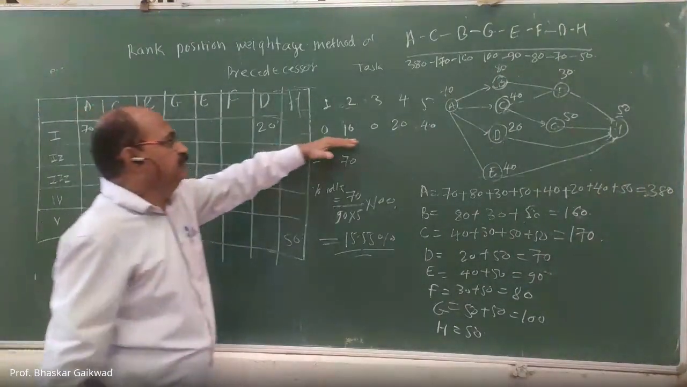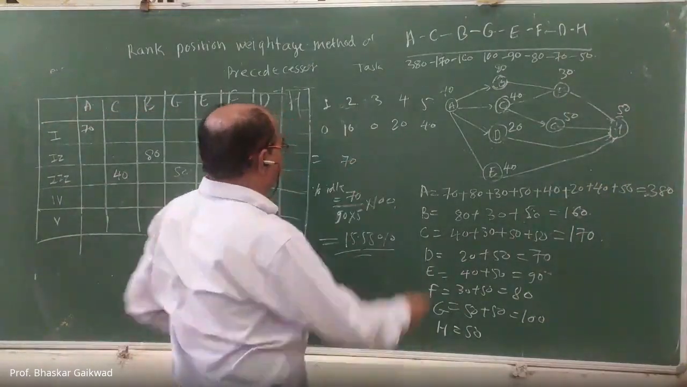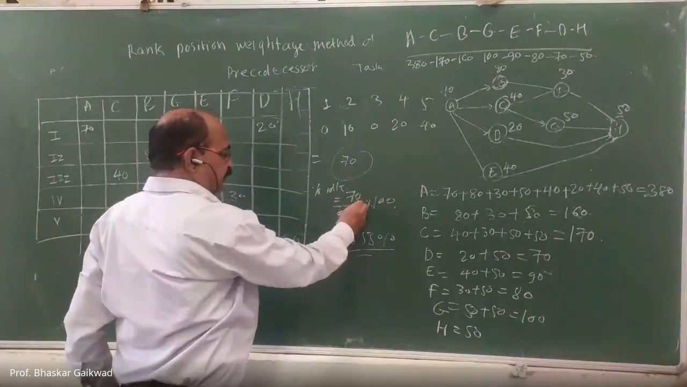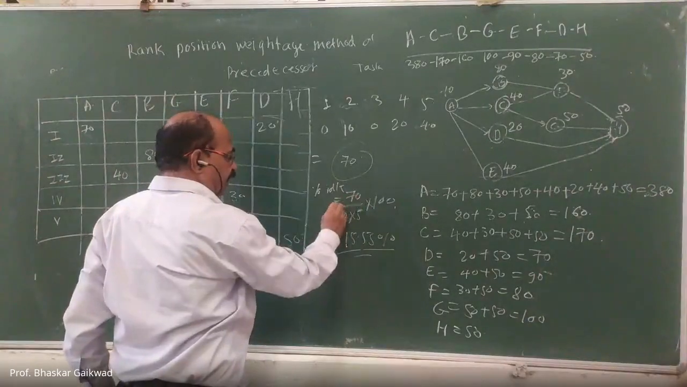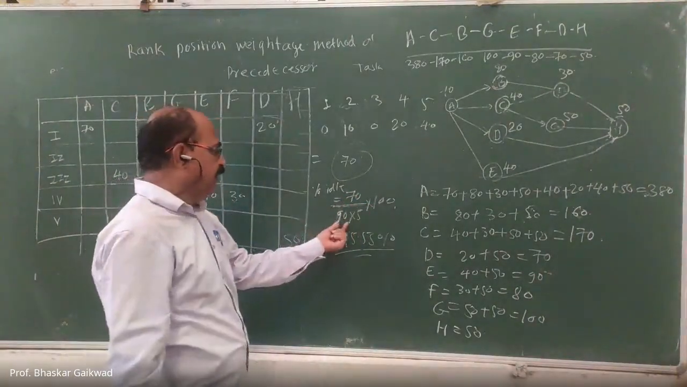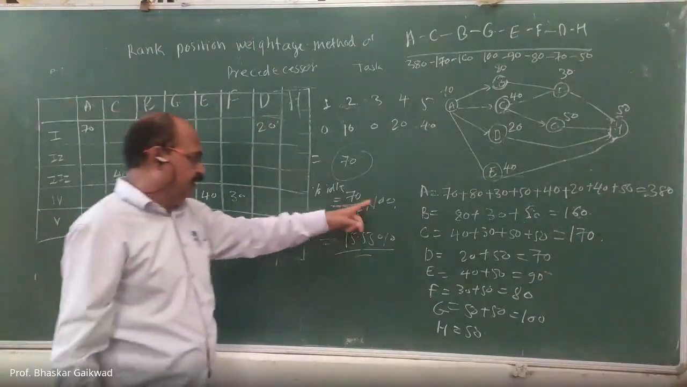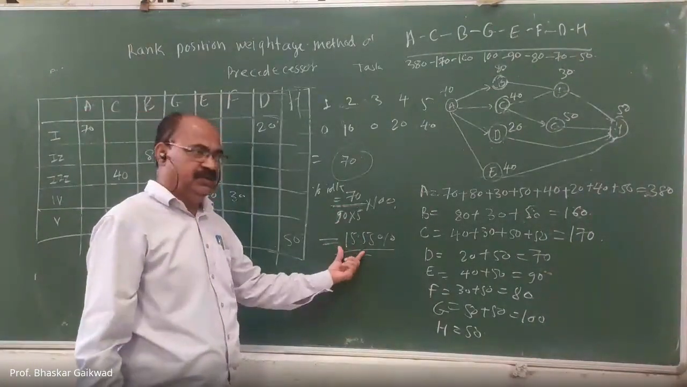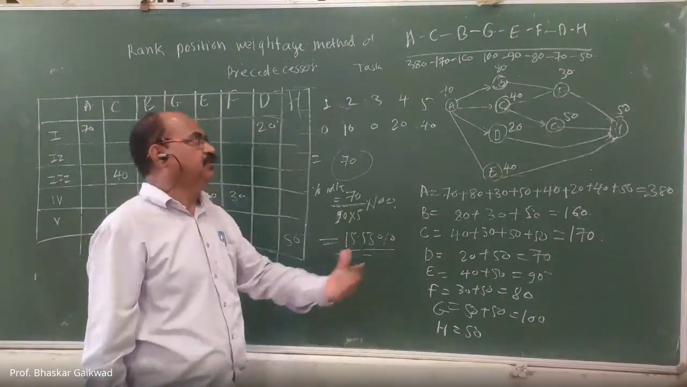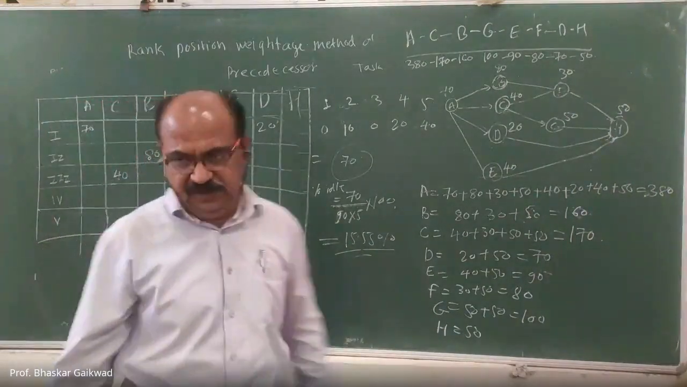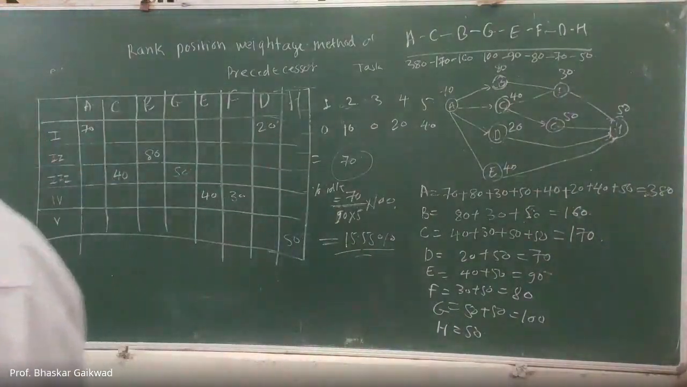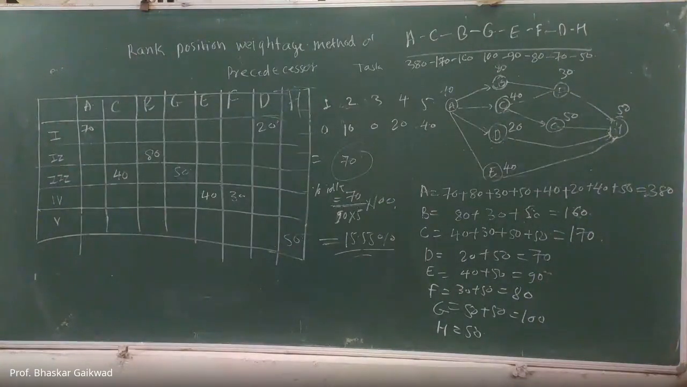And idle time for each station you have to get. So this is the idle time. Percentage idle time is total idle time divided by cycle time into number of stations, this is the number of stations, into 100. So you will get this is the idle time. So this is about the RPW method, about the line balancing.